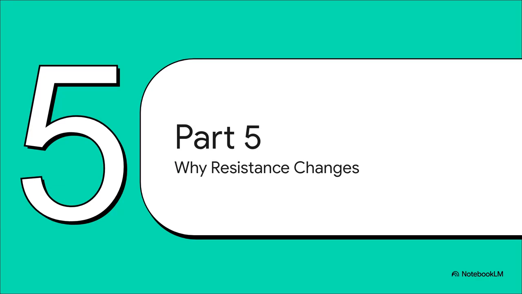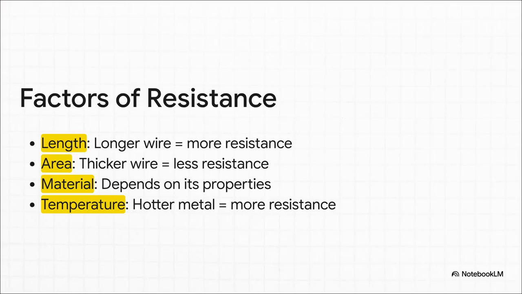So we figured out the iron's resistance is 30 ohms. But why? Why 30? Why not 5 or 500? What is it about that iron that sets its resistance? What makes the obstacle bigger or smaller? Well, it turns out there are 4 main things that affect resistance. First, how long the wire is. The longer the wire, the more stuff the electrons have to crash into, so more resistance.